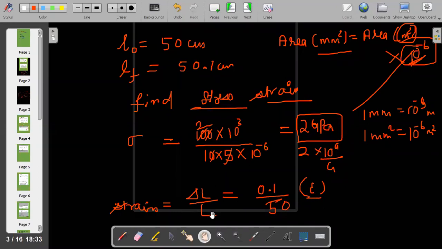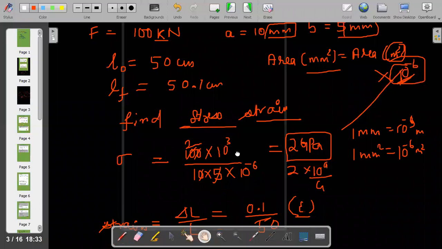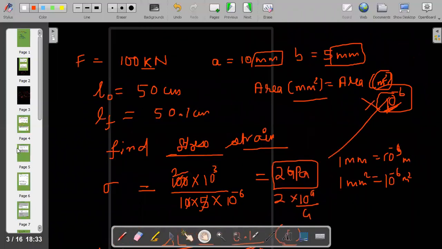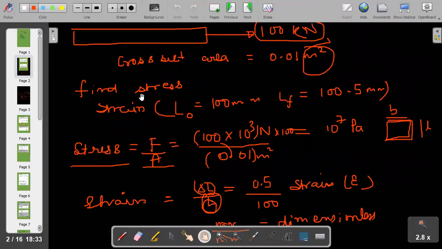Okay, I think now it's clear, stress and strain. Yes, sir. It depends on your revision, whether you are doing revision or not.